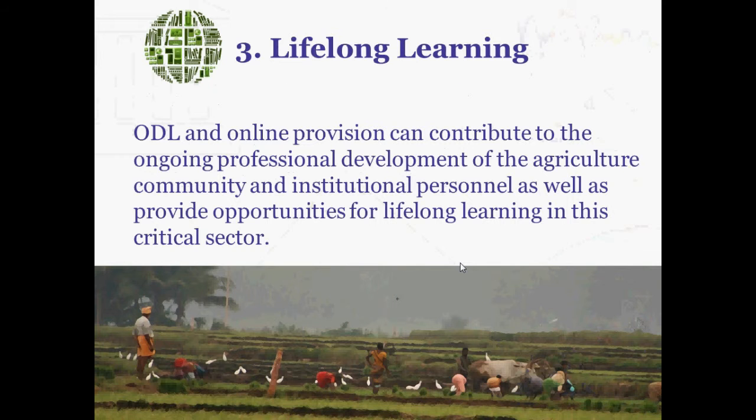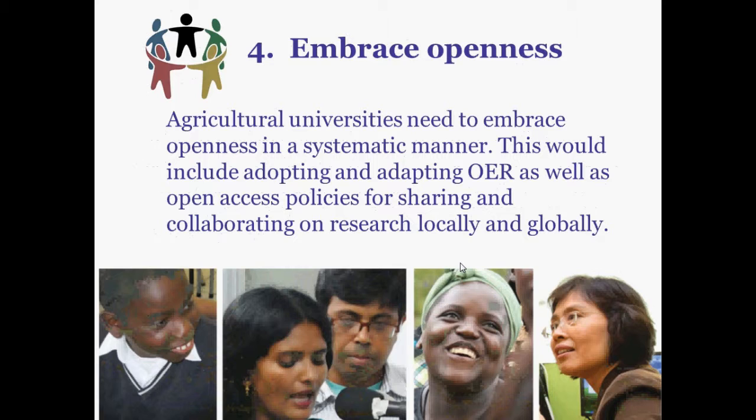Three, open and distance learning and online provision can contribute to the ongoing professional development of the agricultural community and institutional personnel, as well as provide opportunities for lifelong learning in this critical sector. And finally, agricultural universities can embrace openness in a systematic manner. This would include adopting and adapting OER, as well as open access policies for sharing and collaborating on research locally and globally.